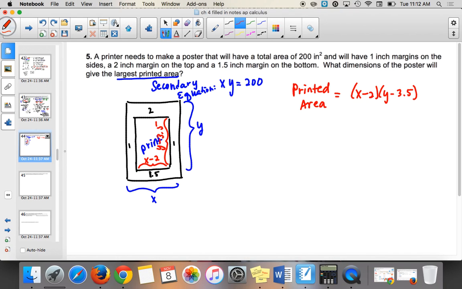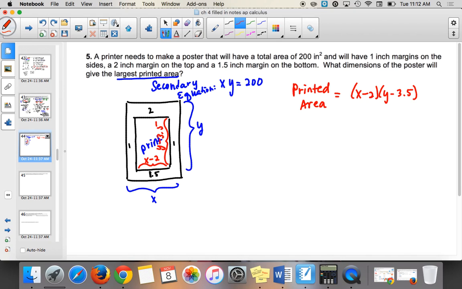This could be different on a homework problem. Maybe I tell you the area of the print originally. So X times Y is the inner area. You have to be very careful on these because a lot of people do it one way and it's really complicated if you do it the wrong way. Okay, so here I go.